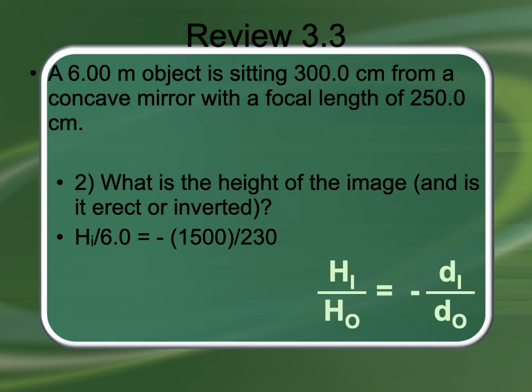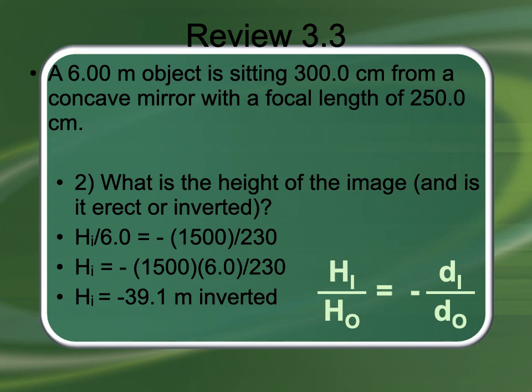And then we have the opposite of the distance of the image, which we just found to be 1,500 in the previous slide, divided by 230. And we do some algebra with that, punch it through the calculator, and you get negative 39.1 meters inverted. So this is a very large image, and it's upside down. So it's going to be projected down. If you were standing on the floor, it actually would be projected into the floor, and you wouldn't be able to see it. This has to be up in the air so that you can actually see it.